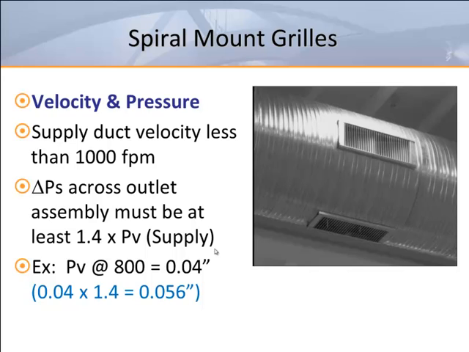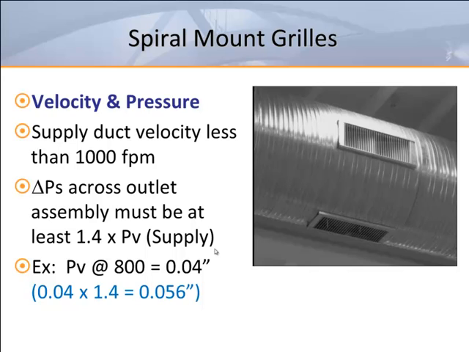Many times grills are mounted directly onto a spiral duct. For these cases, the main supply duct should be sized so that the velocity is less than 1,000 feet per minute. Personally, I recommend less than 800 feet per minute. It is also important that the grill assembly pressure loss be more than 1.4 times the velocity pressure in the main supply duct. For example, if the supply duct velocity is 800 feet per minute, the velocity pressure will be 0.04 inches times 1.4 equals 0.056 inches.